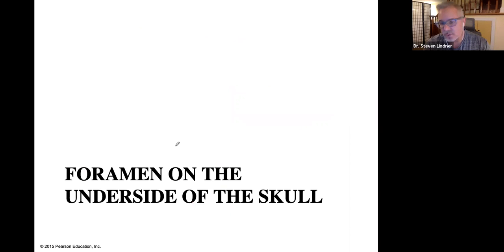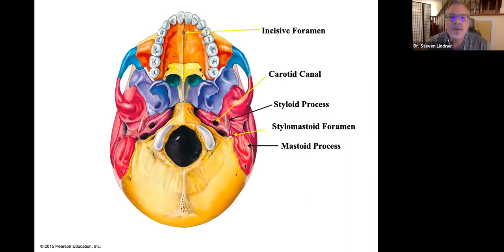Now, when we look at the holes underneath the skull, we rotate it all the way to the bottom. We know that's your foramen magnum. You have your incisive foramen. These are the incisors, the teeth. Right here is the incisive foramen. Here's your carotid canal.